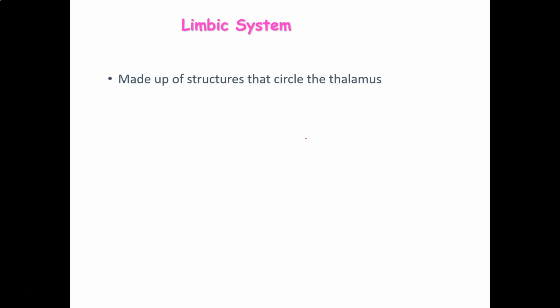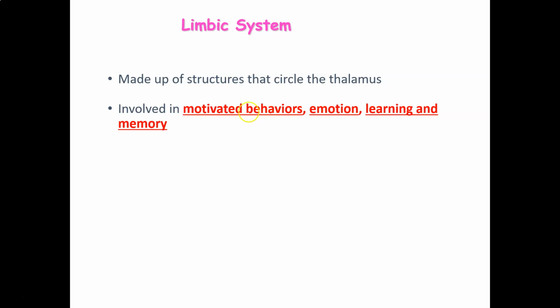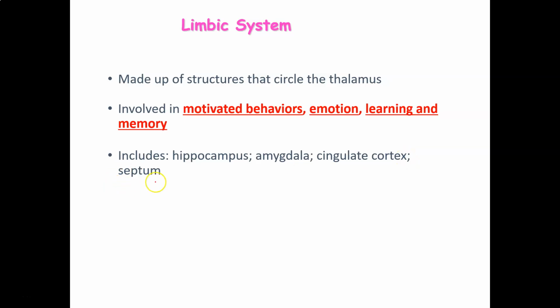All right, on to the limbic system, which is the last category of structures within the telencephalon. The limbic system are structures that surround or circle the thalamus. They are largely handling emotion-focused functions. So they handle motivated behaviors, emotion processing, typically negative emotion, as well as learning and memory. And that's part of the reason why it's a lot easier to learn something if you have a strong emotion tied to it. The structures in the limbic system that are important for our course are the hippocampus, the amygdala, the cingulate cortex, and the septum.